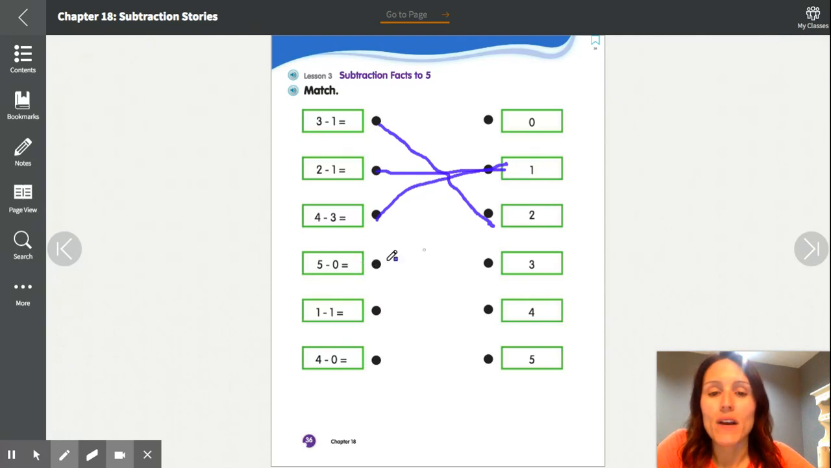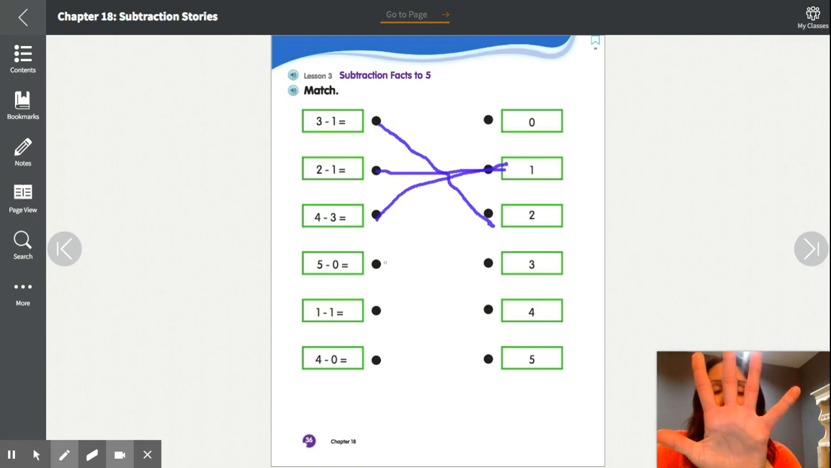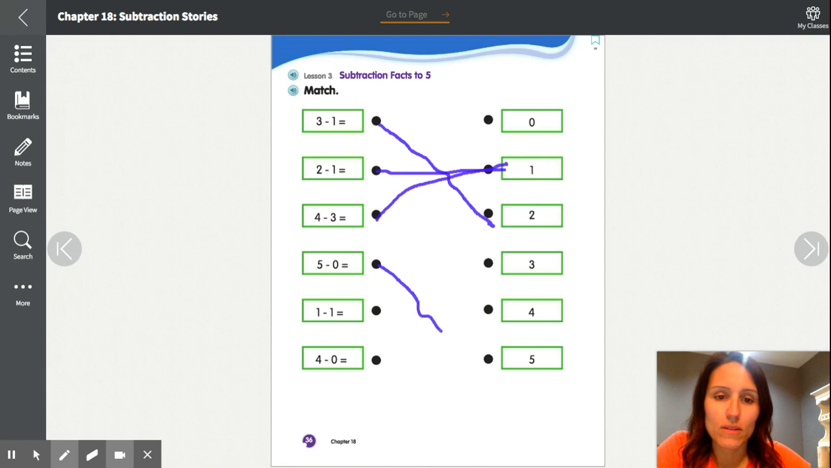So we'll move on. 5 minus 0 for this one. Oh, it's kind of a trick one. So if you have 5 and you take away 0, then that means you still have how many? 5. Good. So you're going to go ahead and draw this line down here, all the way down.